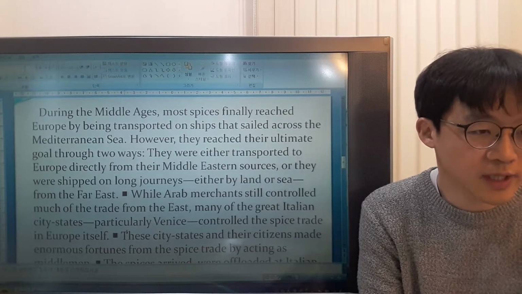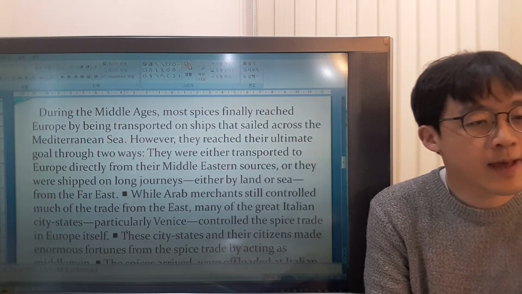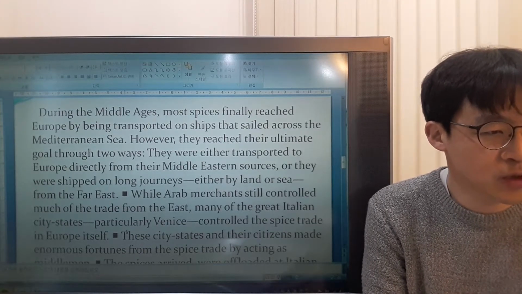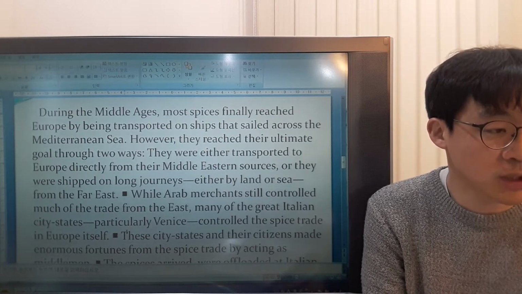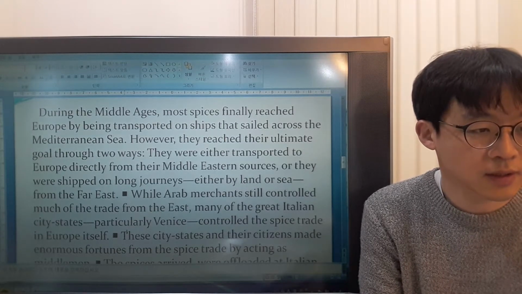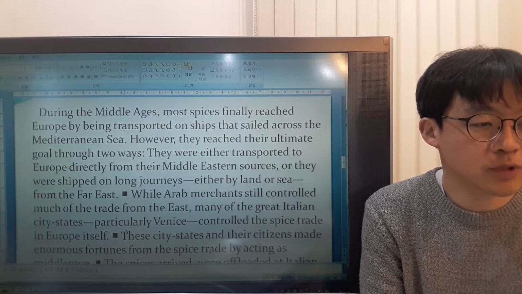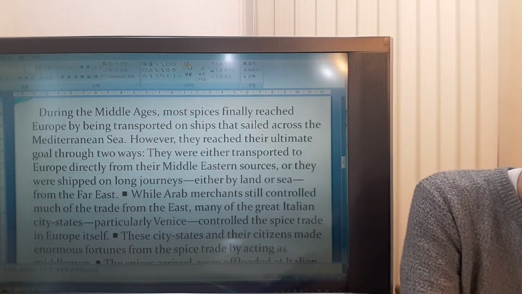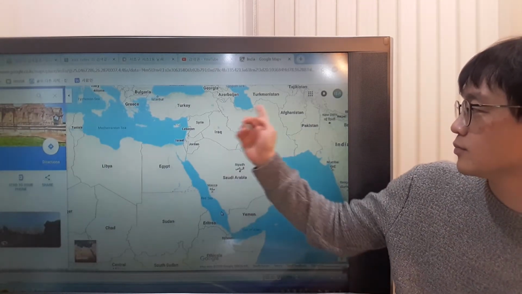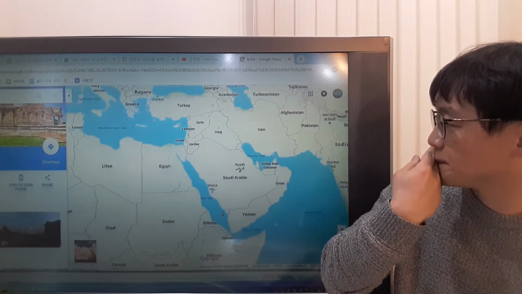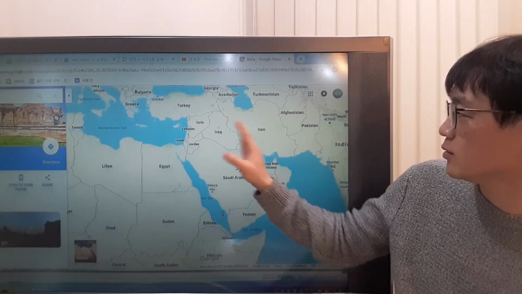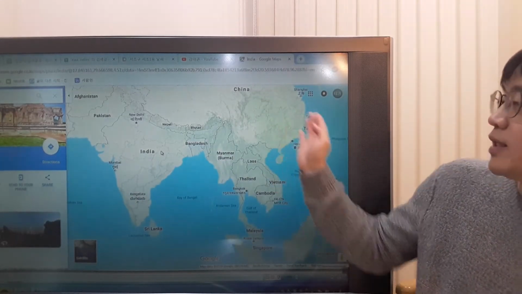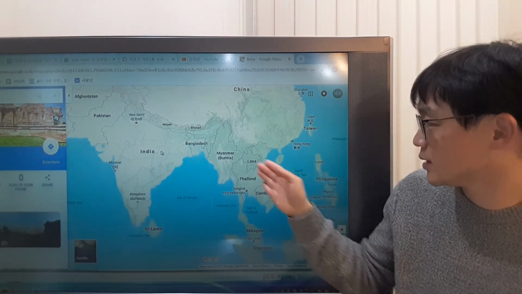Before the Renaissance, okay? But they reached the final destination through two ways. One was being directly transported to Europe from Middle Eastern sources, or they were shipped on long journeys by land or sea from Far East. Where is the Far East? People call this area the Middle East because in the European point of view, this is like East, but like the middle kind of East. And when you go farther, this place is the Far East, where Korea, Japan, and China is. This is the Far East, okay?